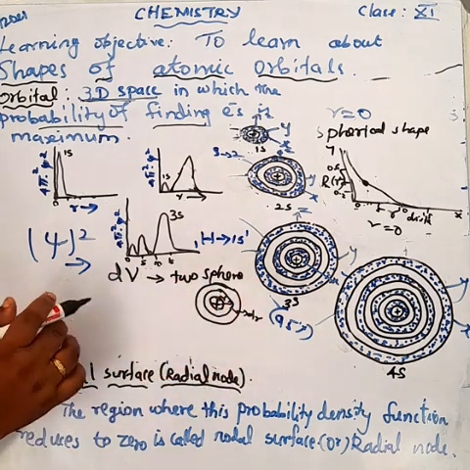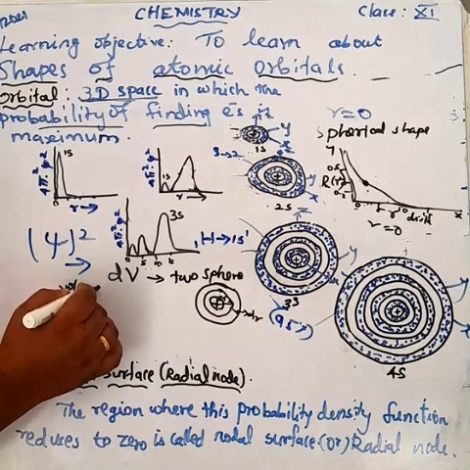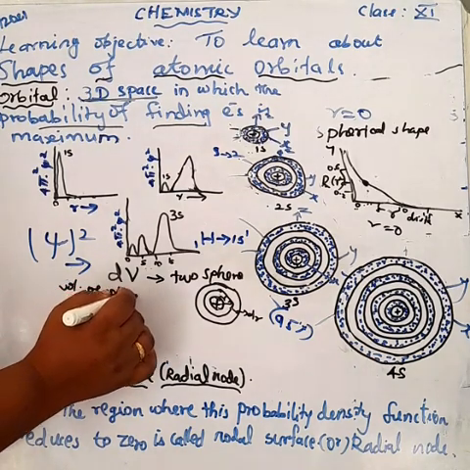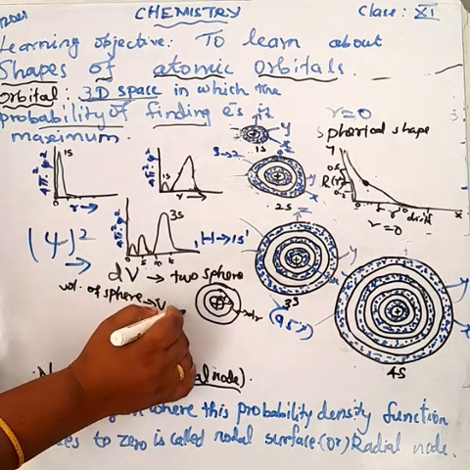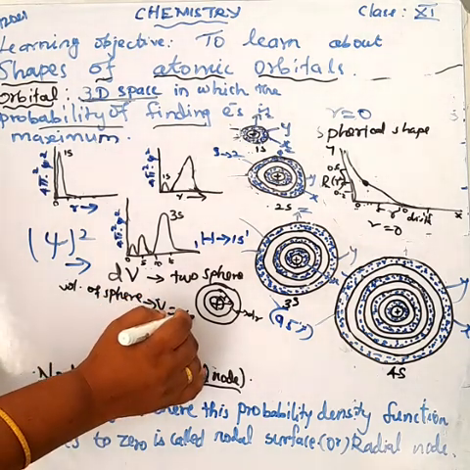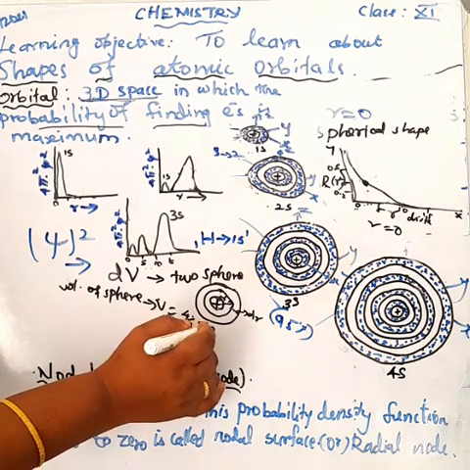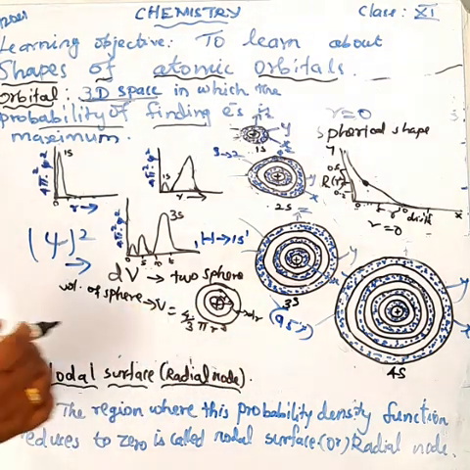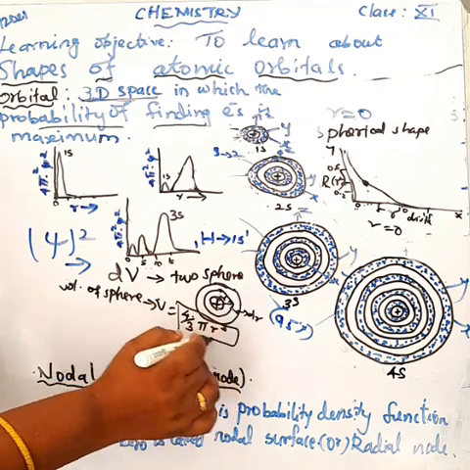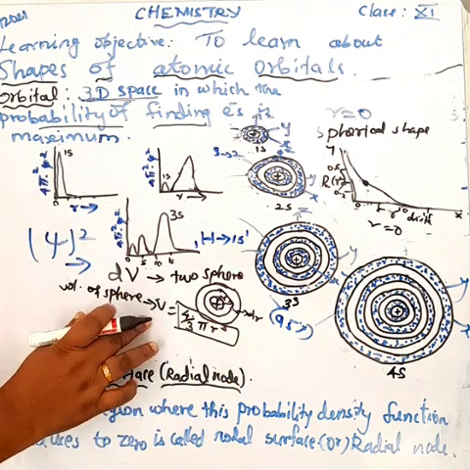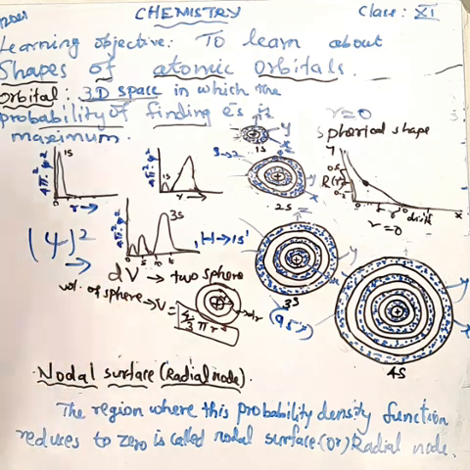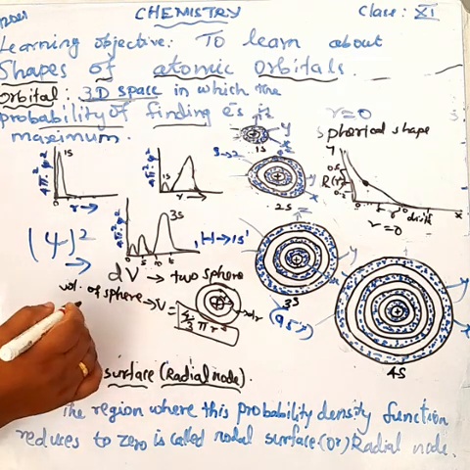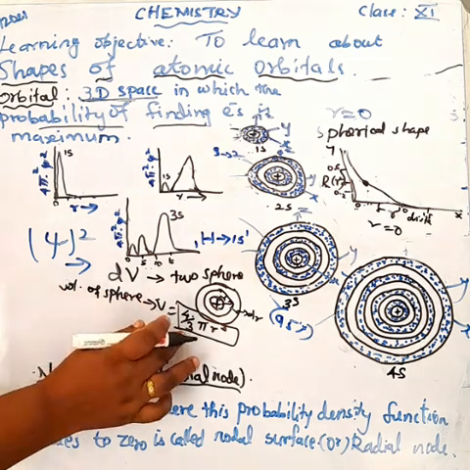So it is the volume of a sphere. Do you know the formula for the volume of a sphere? V is equal to 4 by 3 pi r cube. This is the formula for the volume of a sphere. In this volume, we can now discuss the maximum probability of electrons. So V means the volume of the sphere, V is equal to 4 by 3 pi r cube.